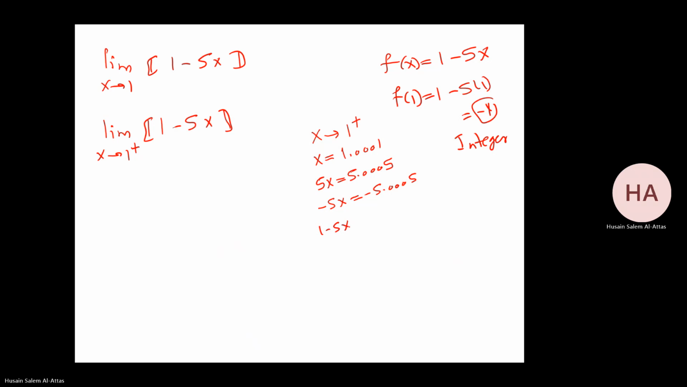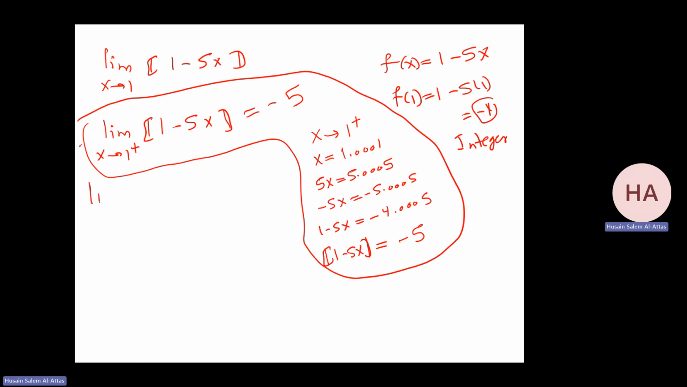Add 1, you get 1 minus 5.005, which is minus 4.005. Okay. Now, what will be the greatest integer of this? That will be minus 5. So the answer is minus 5. That will do this one.